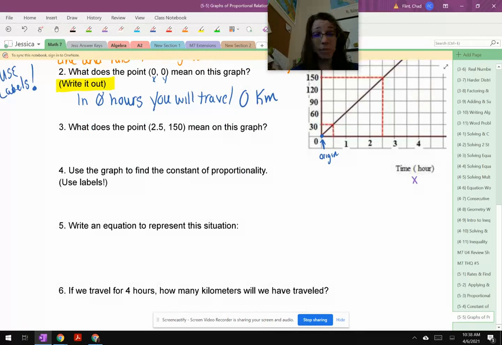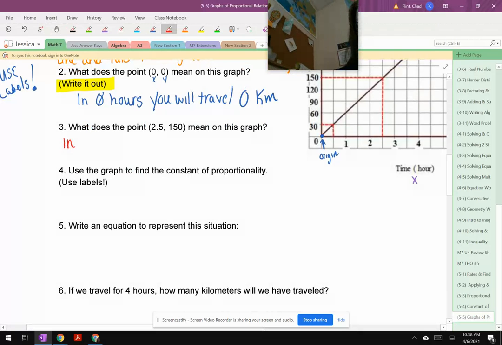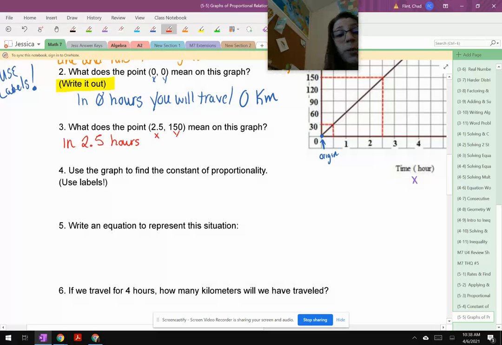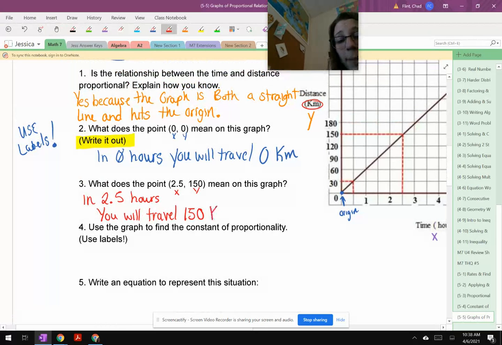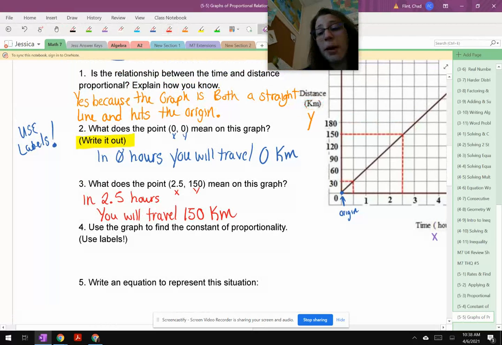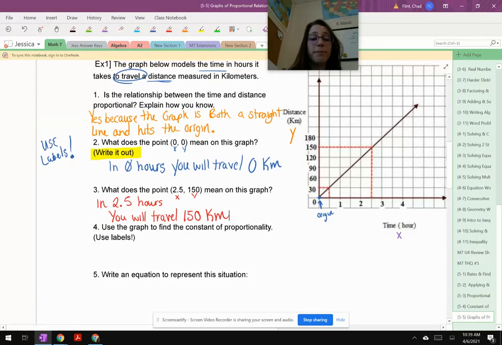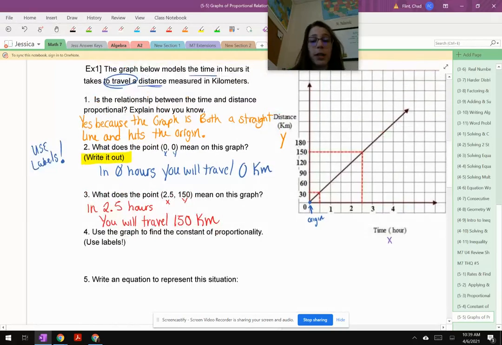So for number 3, same kind of thing. What does the point 2.5, 150 mean? Well, it means in 2.5 hours, because again, that's my x, 150 is my y, you will travel 150, going back to make sure I'm using the right label, kilometers. That's what that point means based on this graph. We'll take a break there and do the next 3.